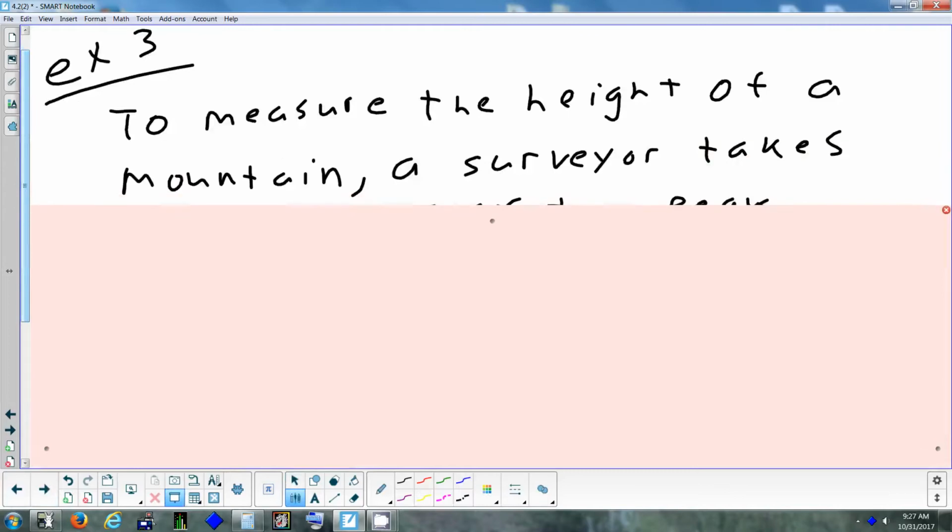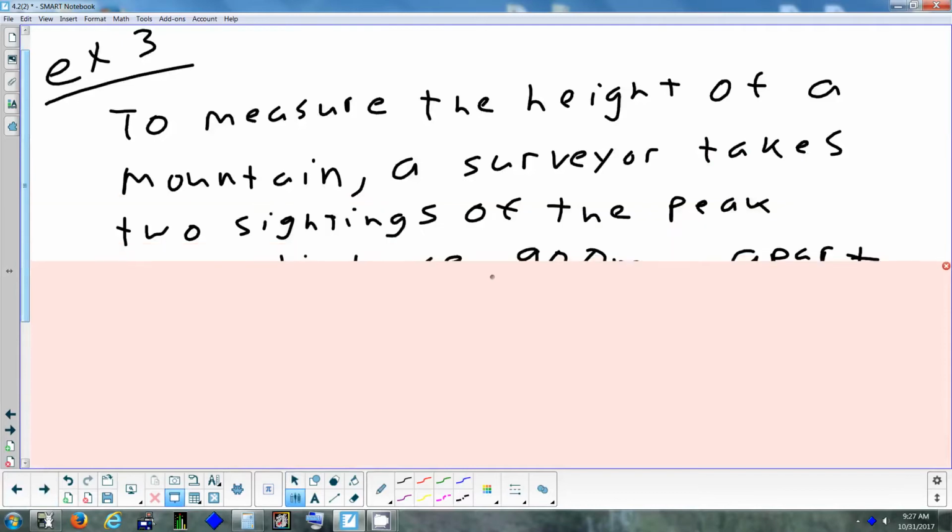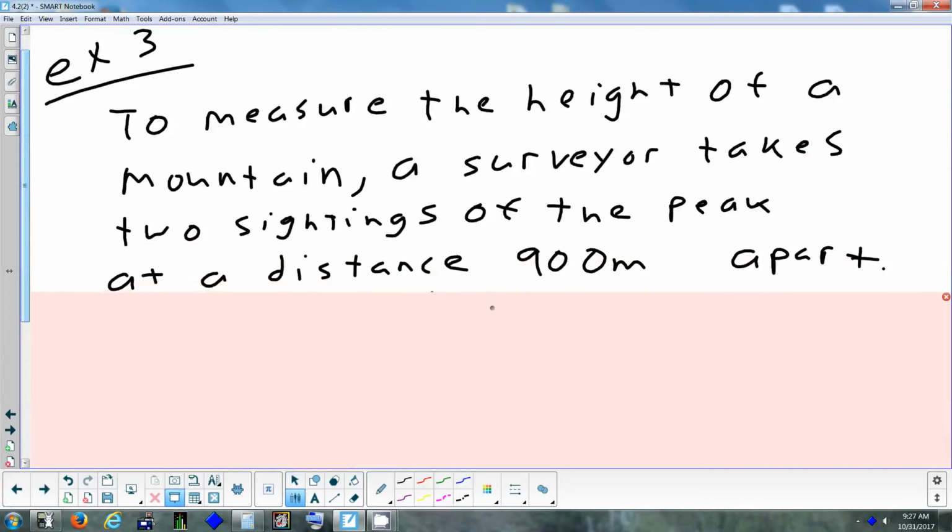All right, so this problem says to measure the height of a mountain, a surveyor is going to take two readings, two sightings of the peak. The surveyor probably has what's called a transit. They're going to set up their transit, which is on a tripod, look through the scope, and point a laser exactly at the peak of the mountain. And the surveyor is going to do this twice.